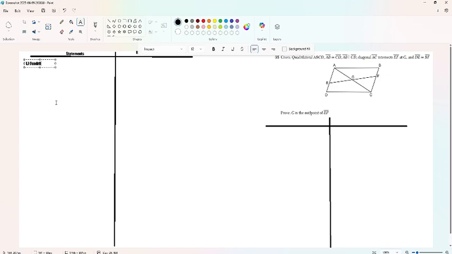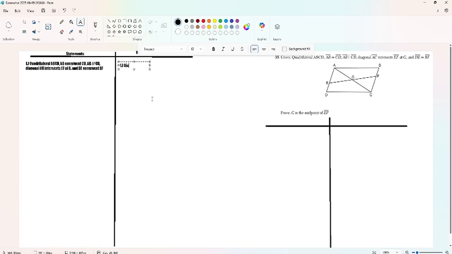Alright, quadrilateral ABCD. Segment AB is congruent to CD. AB is parallel to CD, and diagonal AC intersects EF at G, and DE is congruent to BF. That's our given. Now write that down.